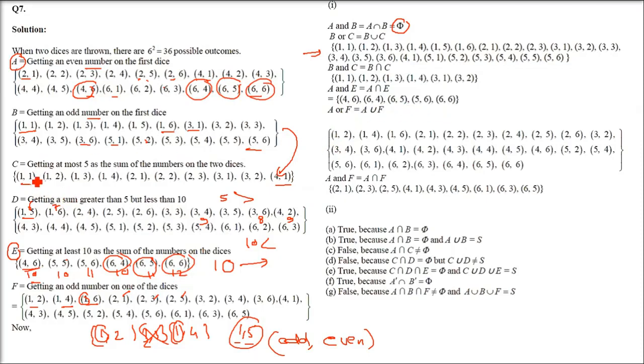A or F. Or is very easy. Just combine them and just write those numbers which are coming twice as one. Duplicate.